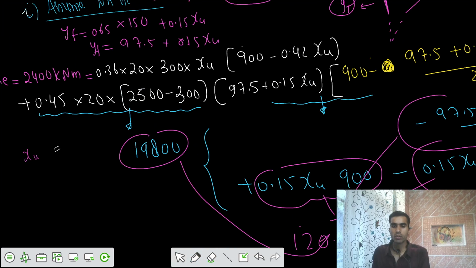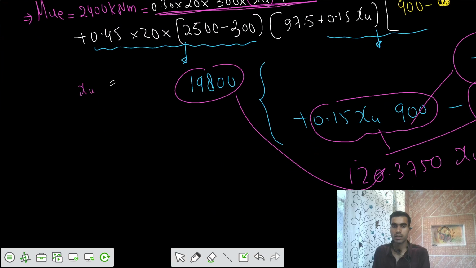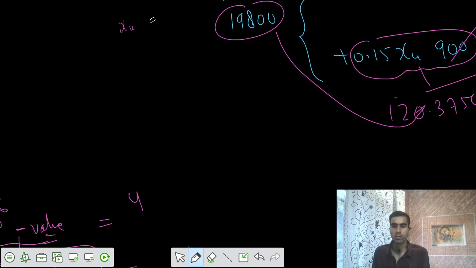Then I have to add also here from the first term the linear variation of that. That's the linear variation from the first term we have, so I have to add that also: 0.36 FCK into 300 into 900. So finally you got a value of 4327425, and that's in the form of XU.